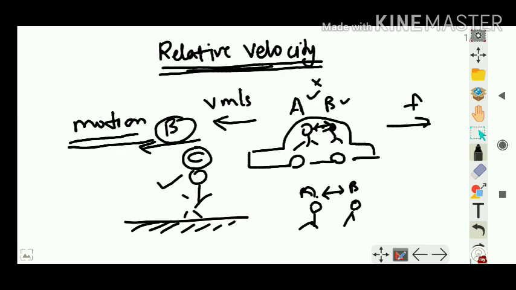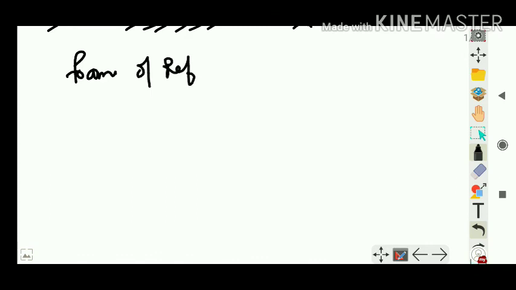So we always tell whether an object is moving or not by comparing it with another object, or I can say with respect to an observer. This is where the term I told you before, frame of reference, comes about. What is frame of reference? The place where the observer is residing.